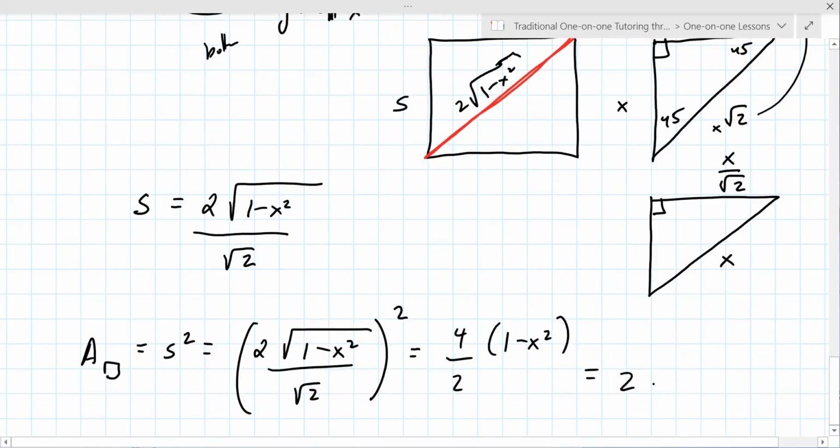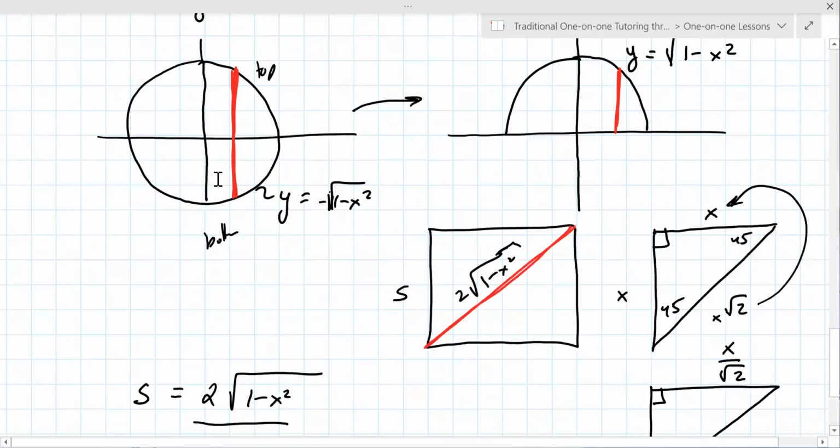So this becomes 2 minus 2x squared. And that's what you're going to integrate. You always integrate this area function here. And what I've been trying to show you is what I would actually do: I would maybe draw it, but I would show it in the cross section thing that they're trying to emphasize here.